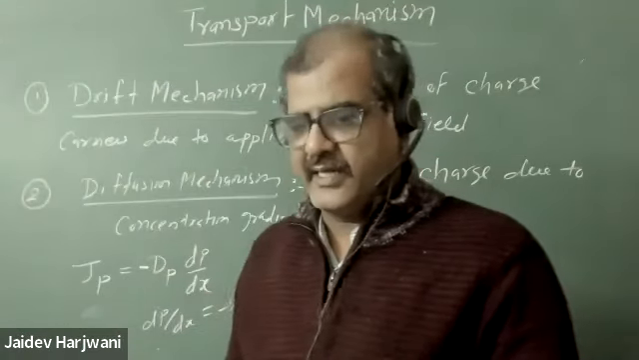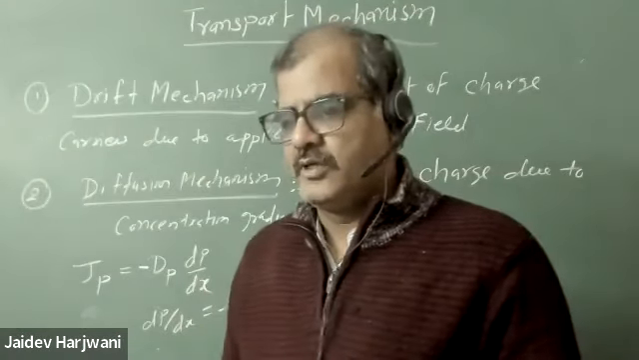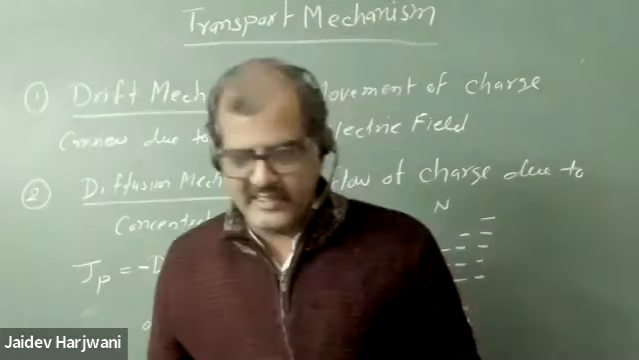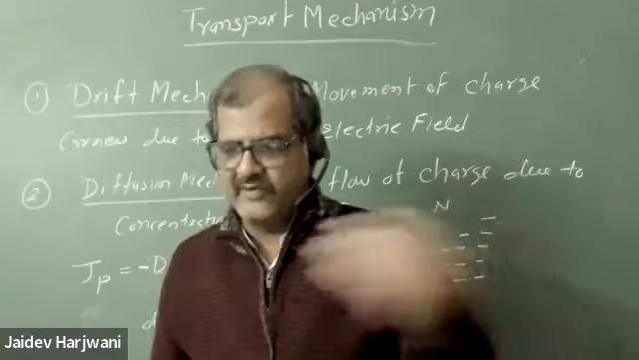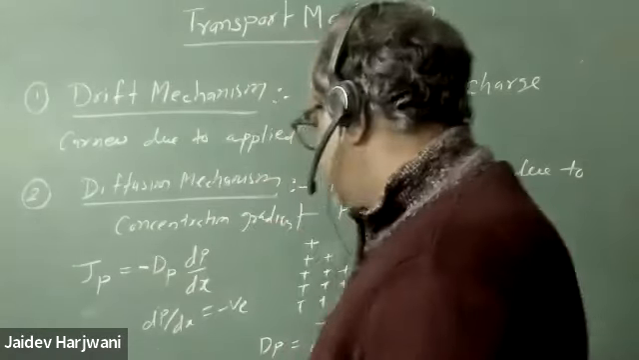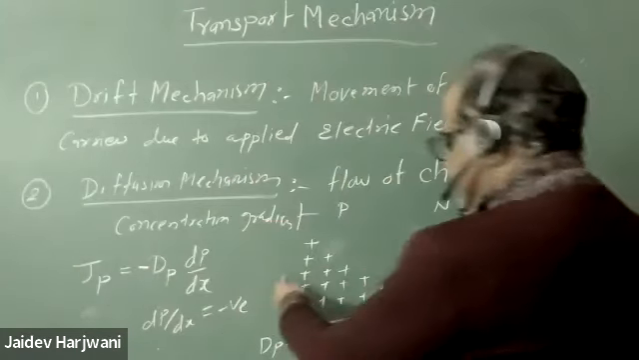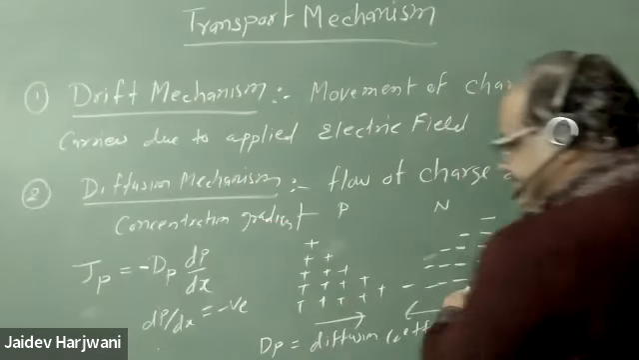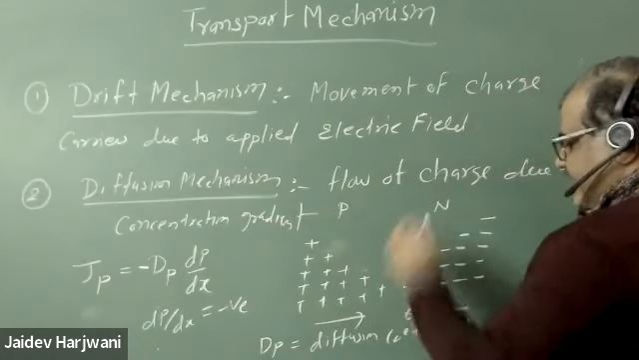पी टाइप में होल ज्यादा है, एन टाइप में इलेक्ट्रॉन्स मोर हैं. So when you combine them at the junction, one side is excess of hole, the other side is excess of electron, so they will diffuse. Okay, so this is for p type, and this is for n type. So I have written p and n type.